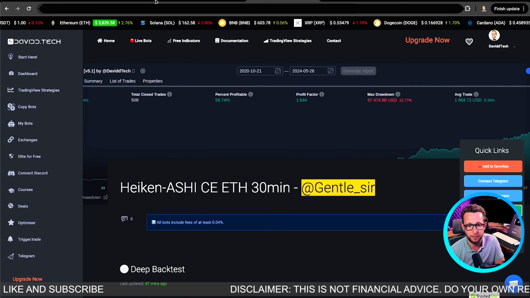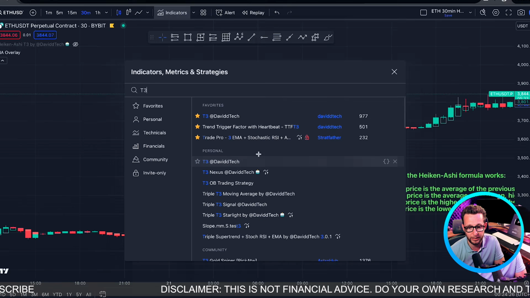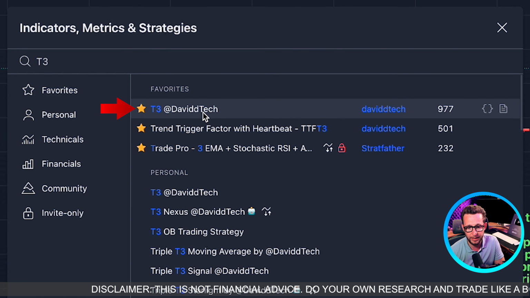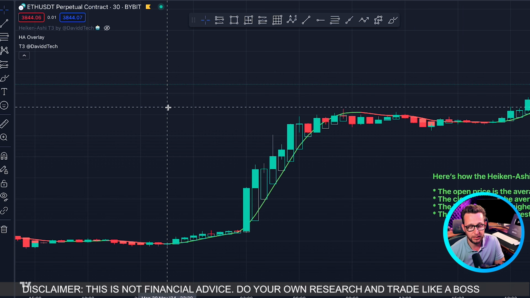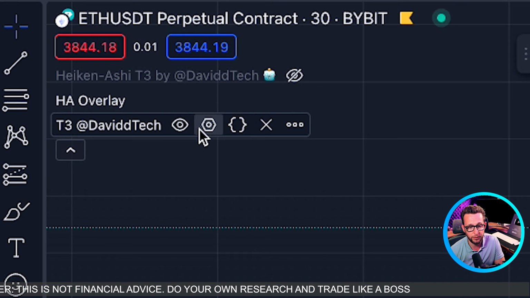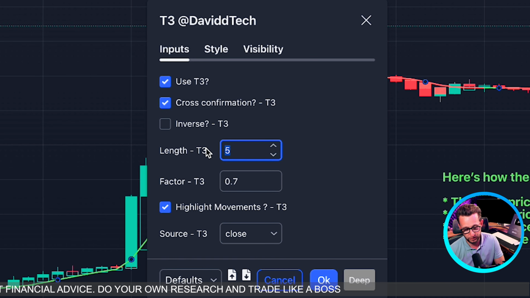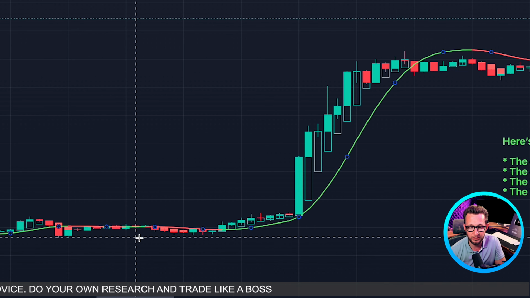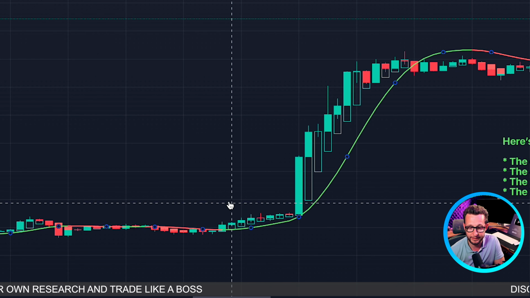We're going to click that, add it to our favorites. That way you can find it here on TradingView, just like I have here. We're going to add that to our charts. Now this is going to give us our trend direction. The T3, we're going to click on the cog here and we're going to set it to 8. This is going to give us our trend direction, our baseline as we call it in David Tech.